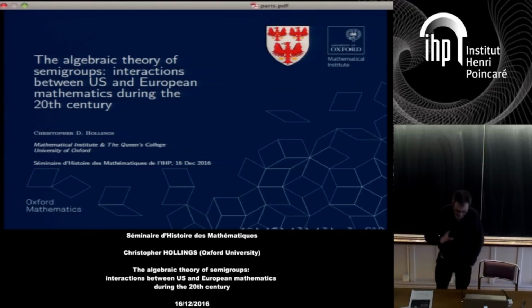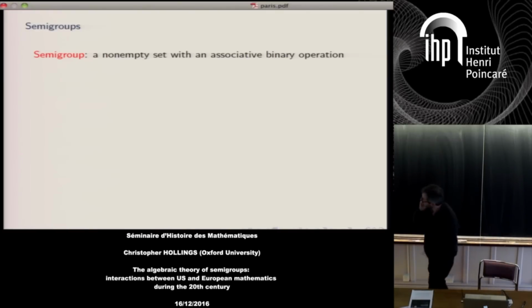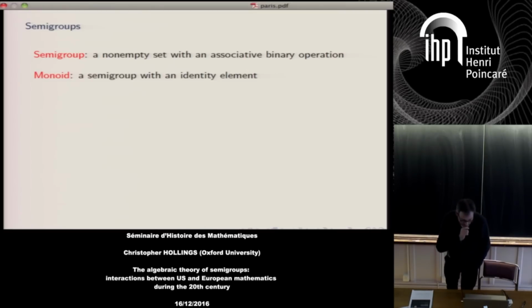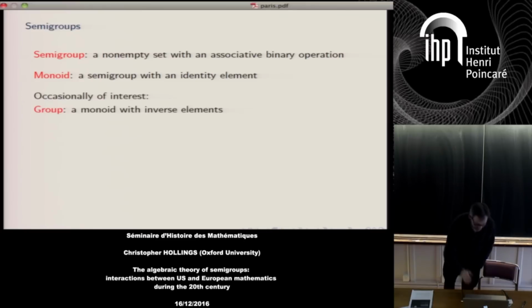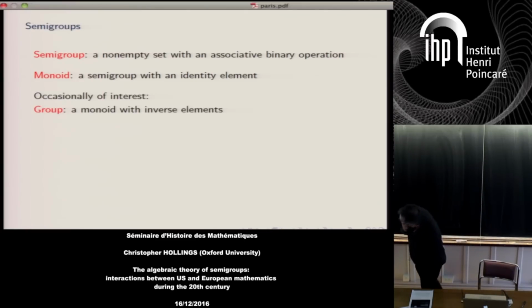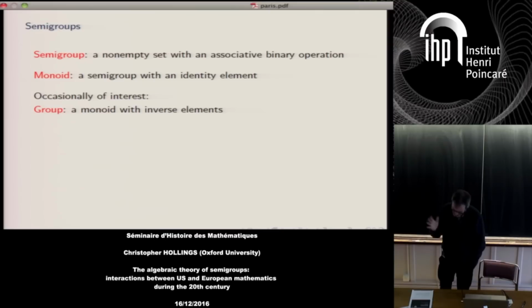Okay, so I thought I should begin with some definitions. I suspect that all of this is okay for this audience. I'm assuming a very basic knowledge of abstract algebra, but I thought I'd throw in some definitions to begin with. A semigroup, as I'm sure most people here know, is a non-empty set with an associative binary operation. If it has an identity element, then it's a monoid. There's a special class of monoids that we might occasionally be interested in. They're known as groups. An unflattering way of looking at a semigroup is that it's a defective group. It's got a couple of properties missing.